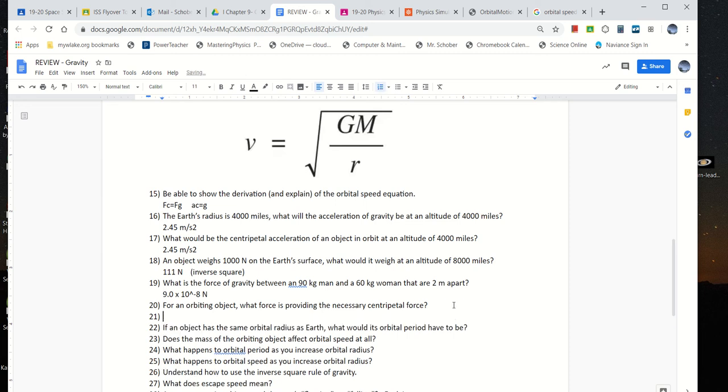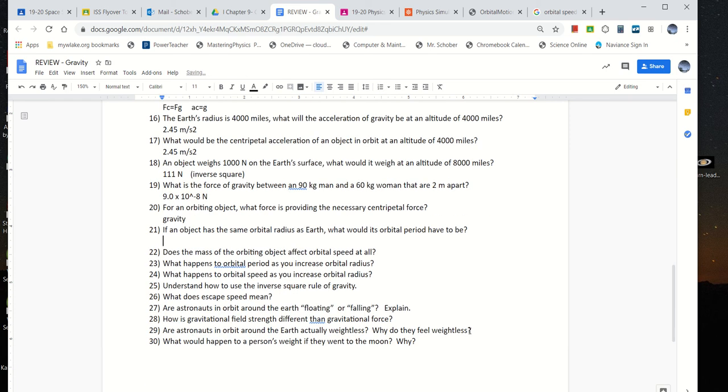For an orbiting object, what force is providing the necessary centripetal force? Of course, gravity is the answer there. If an object has the same orbital radius as Earth, what would its orbital period have to be? Have to be the same. With every orbital radius becomes a known orbital period. So 365 days, 1 year, however you want to express it. Same orbital radius means same orbital period.